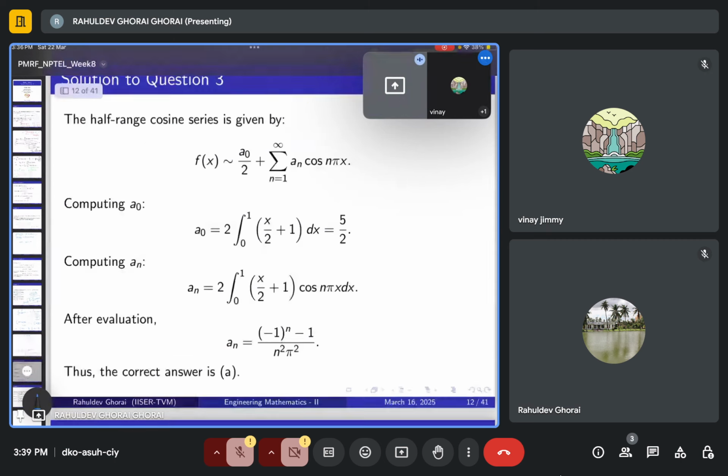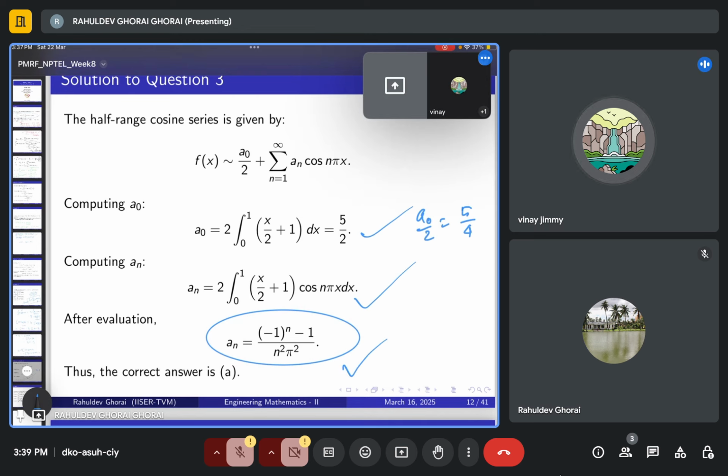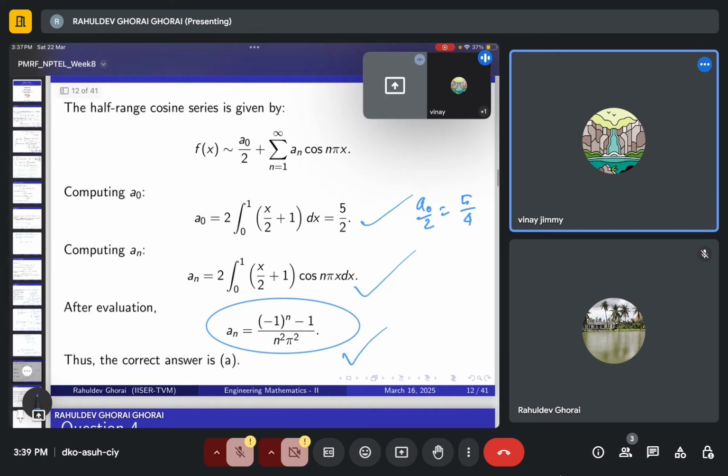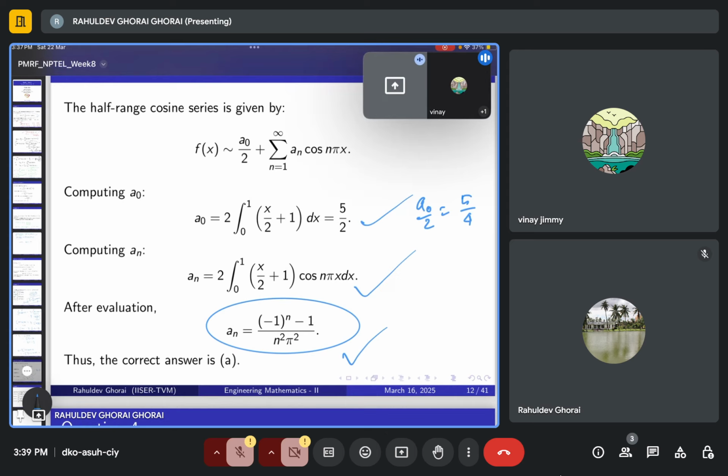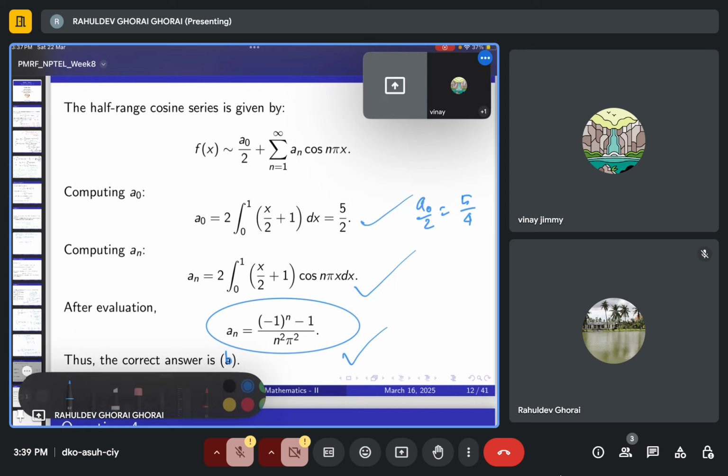So that's the thing. A naught over 2 will be 5 over 4 in that case. And this is what you got. Yes sir. So the correct answer then is B, right? It's not A. So here is some... yeah, this is B, right?